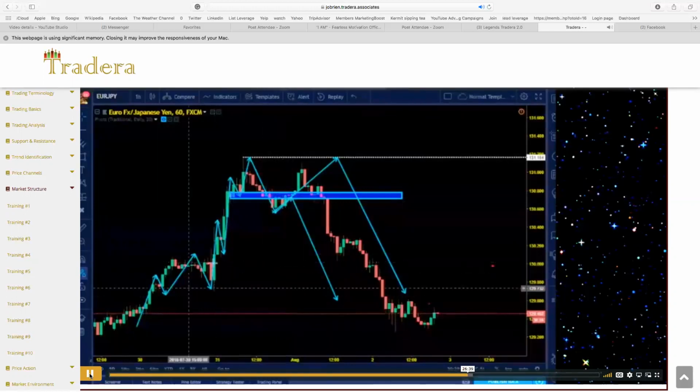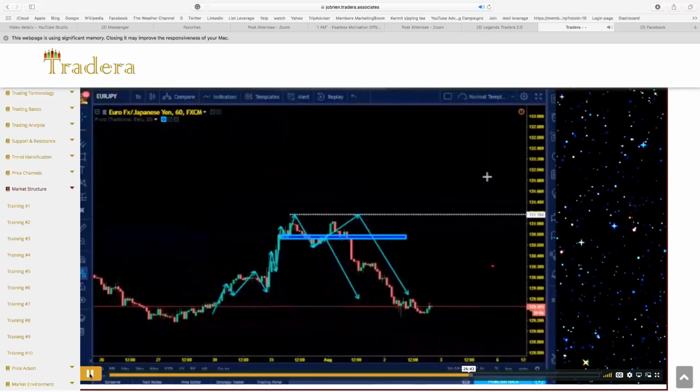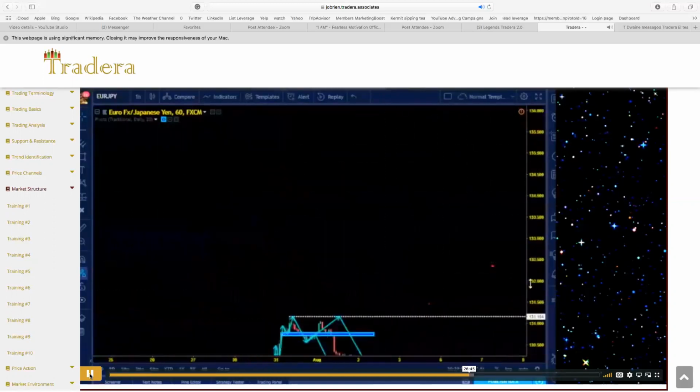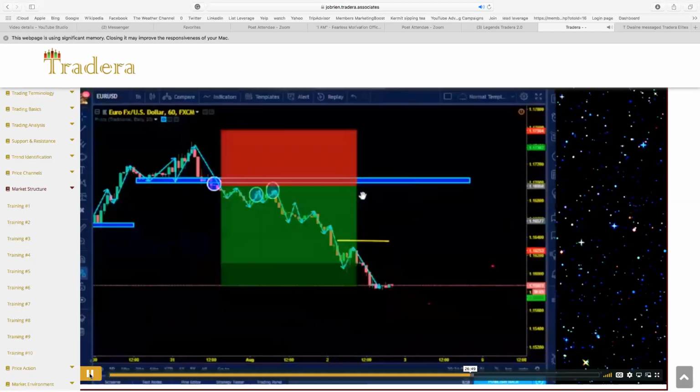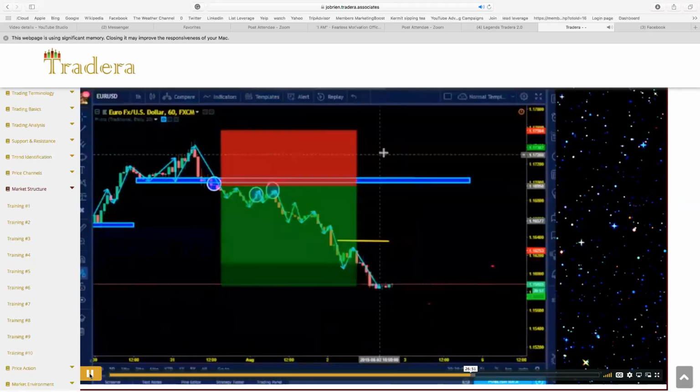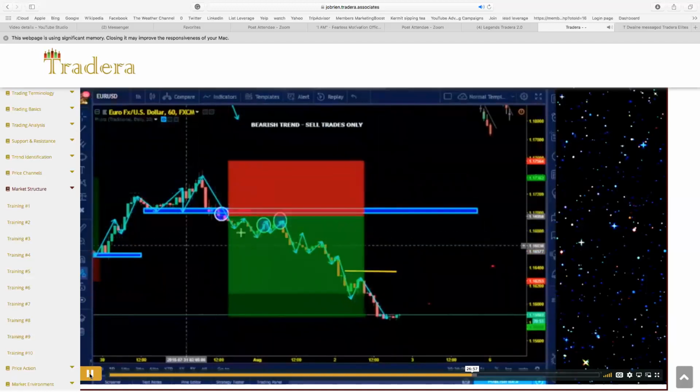Where should stop loss go? Great question. That's the golden question. That's why I lost so much money. I didn't understand where my stop loss should go. Where did I put my stop loss in this case? Above the high. That's right, Robert.